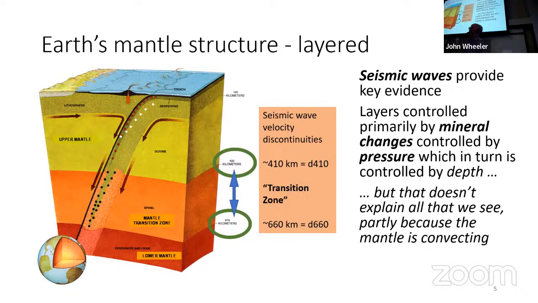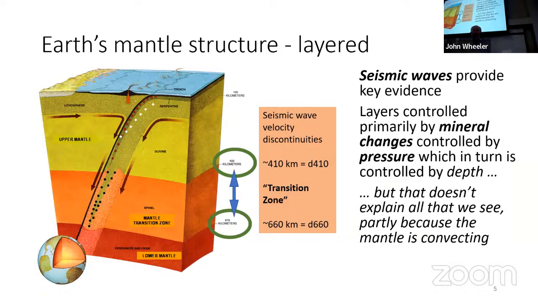So, and they appear to be subhorizontal. There's one at 410 kilometers. Now, ironically, we call it D410, but it isn't always at 410. So actually, the focus of trying to really interpret these discontinuities is why they're not always at one depth. Okay. So then there's a zone called the transition zone, which is the orange color. And then we have another discontinuity at D660 there. And that marks then the top of the lower mantle.